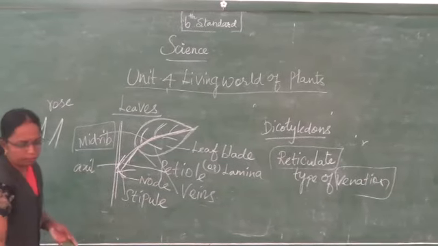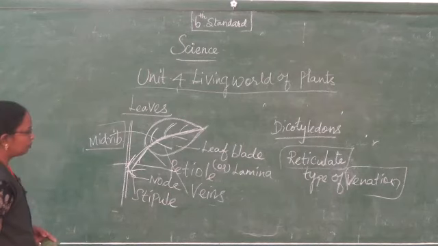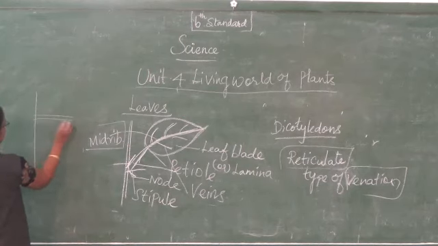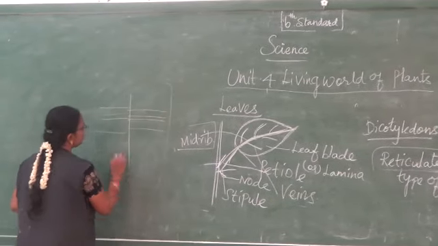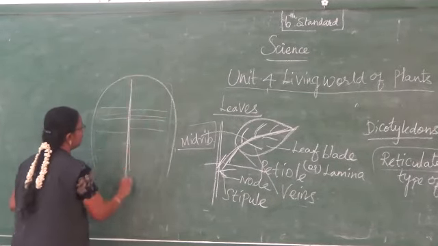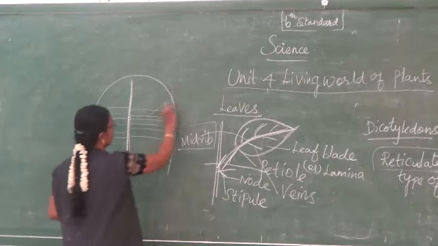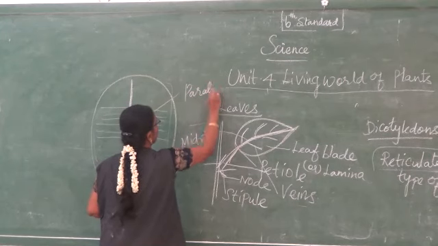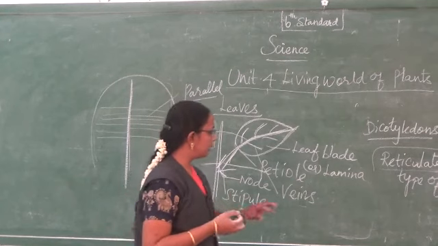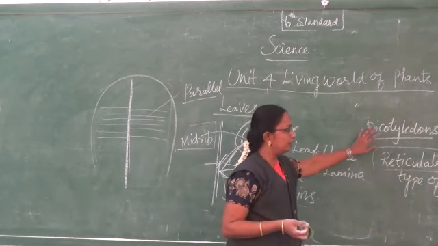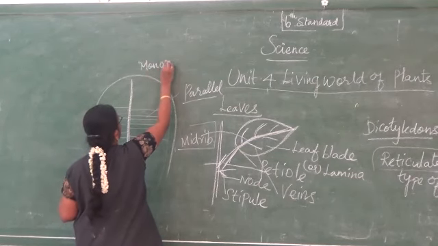But in monocots, we can see the parallel type of venation. For example, in banana, we can see this type of venation, that is parallel: the main midrib, and then the veins are arranged like this. This is known as parallel venation. So these two types of venation appear in leaves: reticulate venation found in dicotyledons and parallel venation found in monocots.